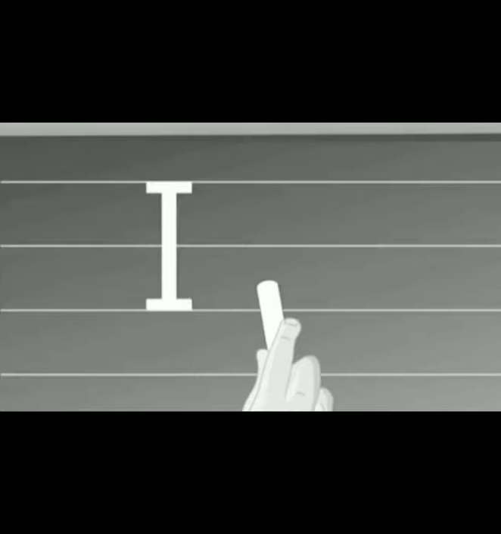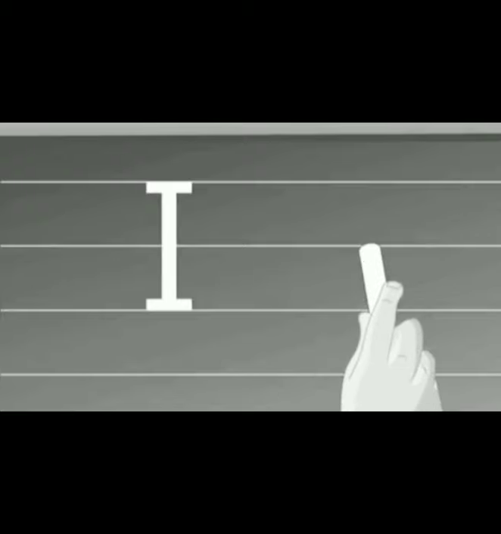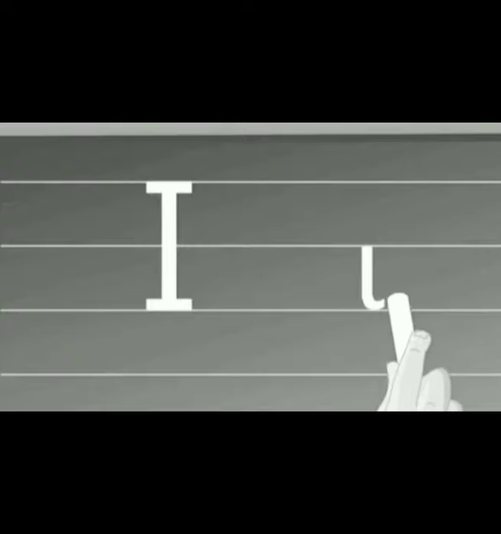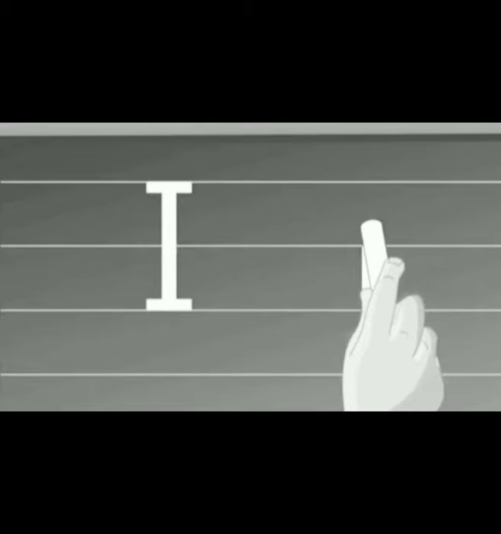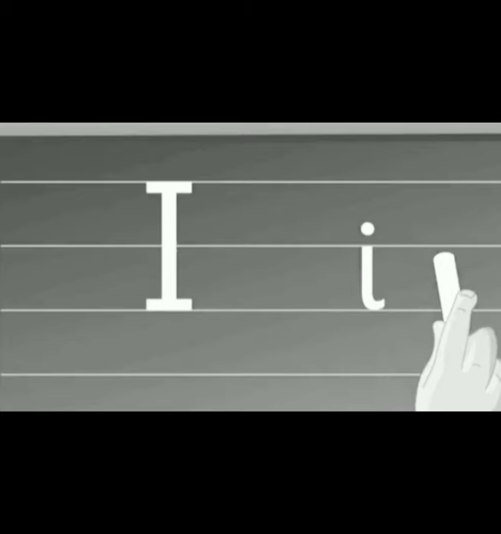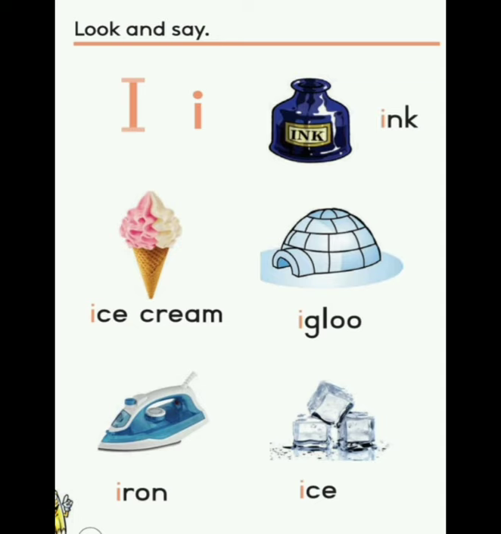Now let us write the simple I. You have to draw a standing line starting from the middle part. Then you are going to draw a dot at the top. Like this. Now you know how to write capital and simple I. Now we are going to start with the activities.